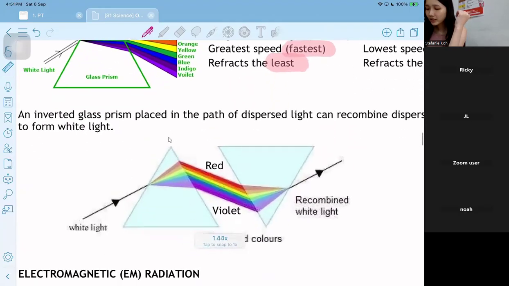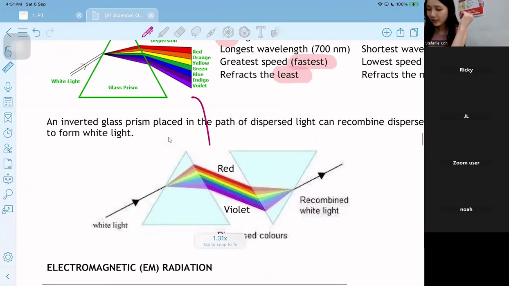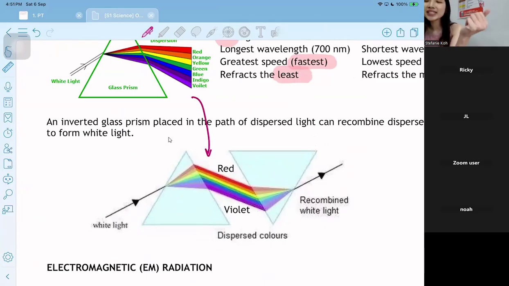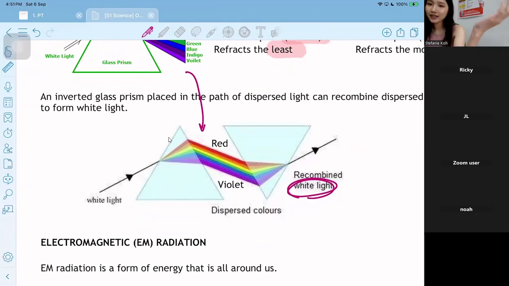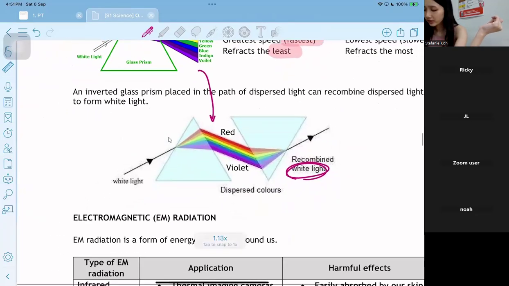Now, this is the same here. If you put a second prism and you invert it, you will combine all the rainbow colors back into one white light. So it refracts again and combines. That's all.